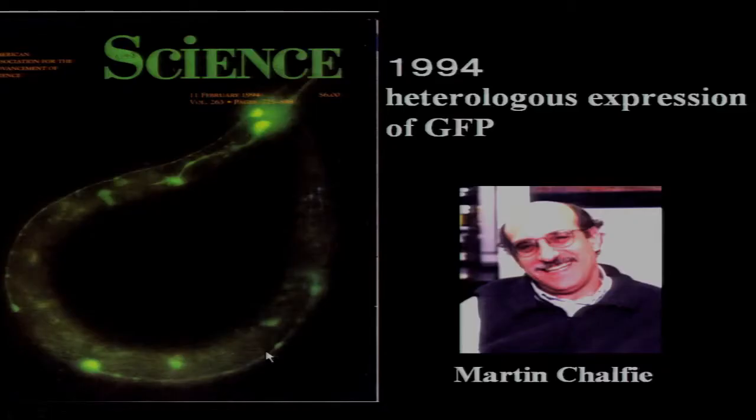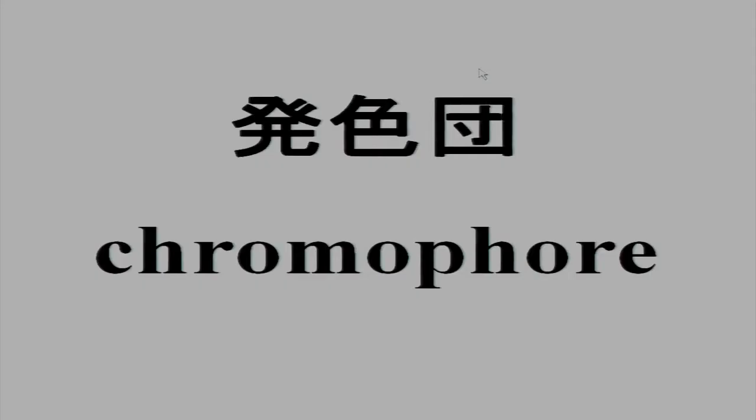Amazingly, the protein can be spontaneously fluorescent. It doesn't require any cofactors or small chemical compounds to become fluorescent or to generate its chromophore. Therefore, the heterologous expression of GFP was achieved by Marty Chalfie in 1994. The chromophore is the part of the molecule which can interact with visible light.